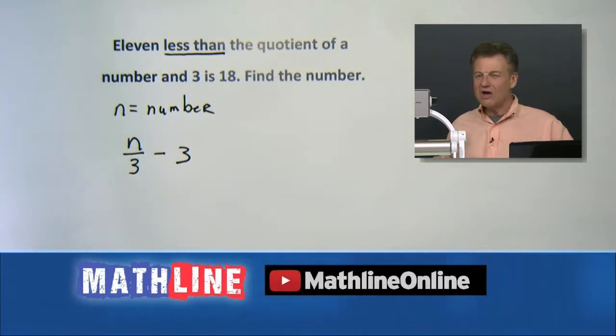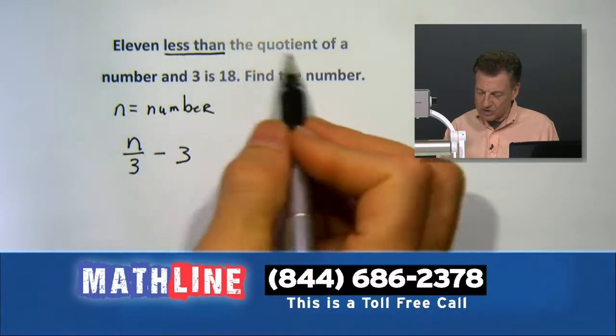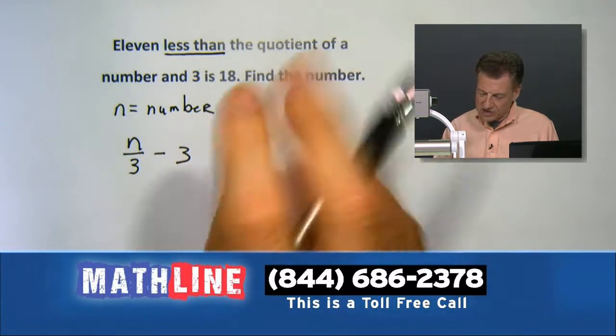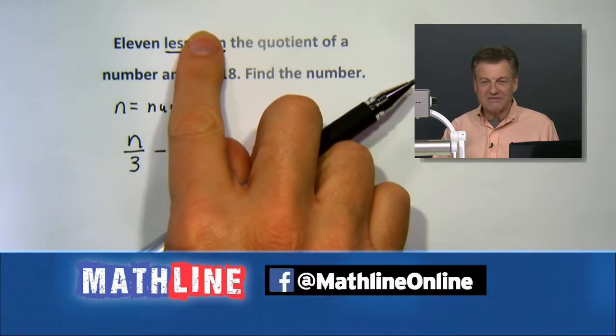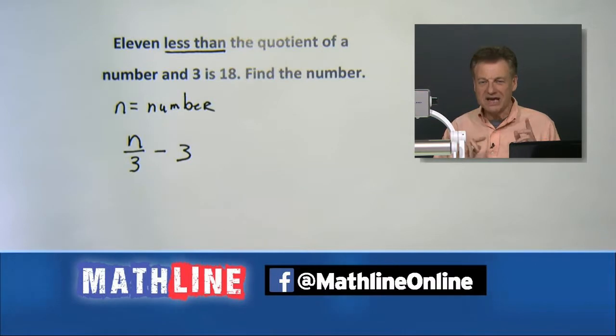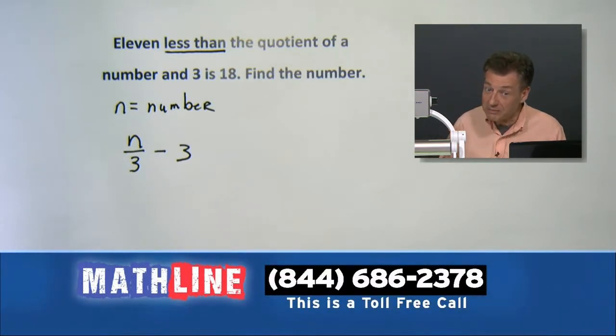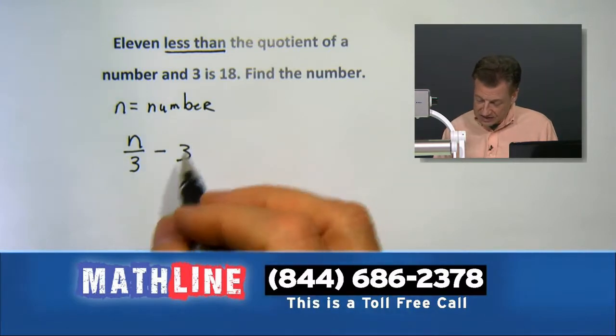Now you say, well, Ernie, when would you put the 11 in the front? It's sort of like you're reading backwards here. Well, the less than tells me I need to switch direction a little bit, all right? If I had just had the word less, 11 less the quotient, then it would be 11 minus n over 3, which makes a different problem, obviously. But we have this. This is our story.